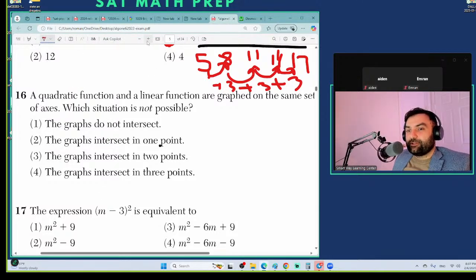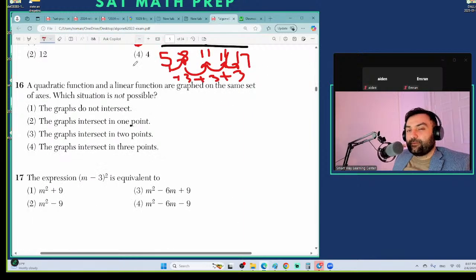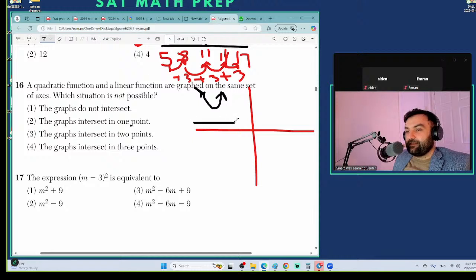A quadratic function. A quadratic function and a linear function are graphed in the same set of axes. Which is not possible? The graphs do not intersect. That's possible. How is that possible? I want to show you. If we have a parabola like this and we have a line like that, they will never meet, and so it is possible.